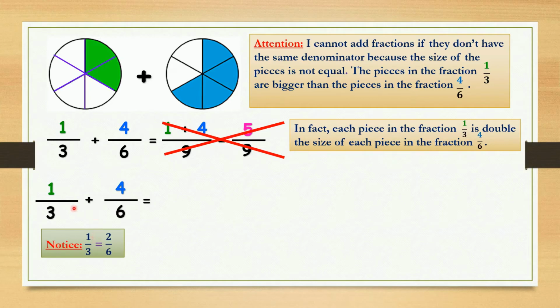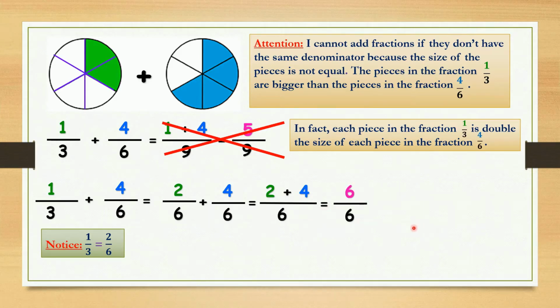First, we notice that 1 over 3 is equal to 2 over 6. So we replace the fraction 1 over 3 by the fraction 2 over 6, and we copy plus 4 over 6. Now we have the same denominator. So we add both numerators and we copy the denominator. It's equal to 6 over 6, which is equal to 1 because the numerator and denominator are the same.